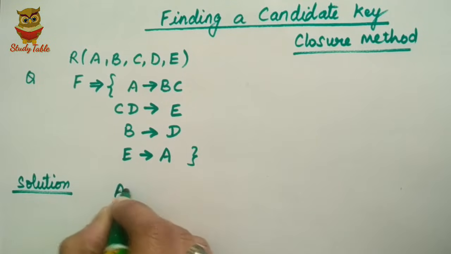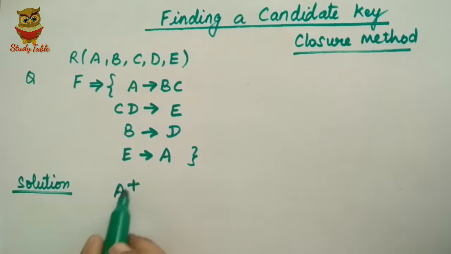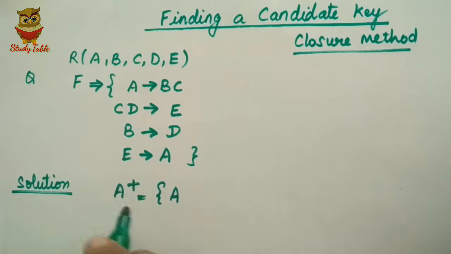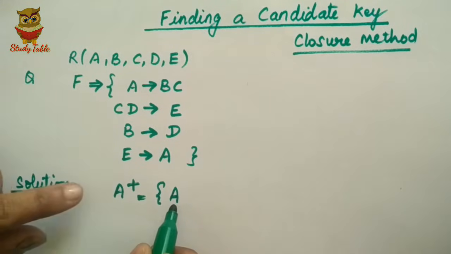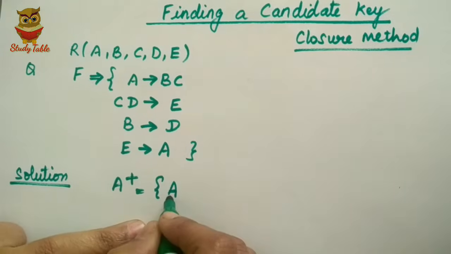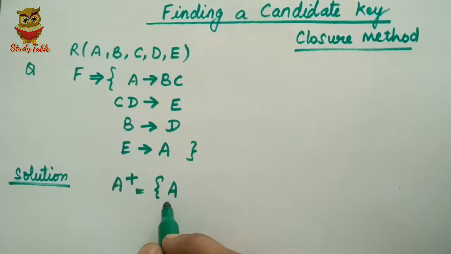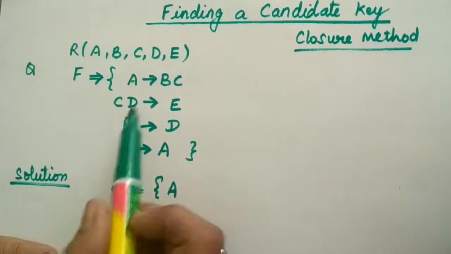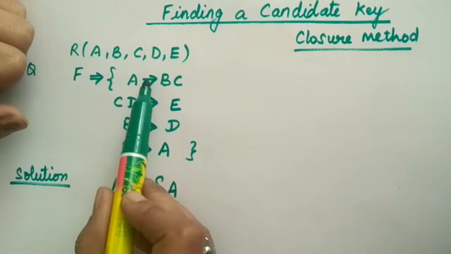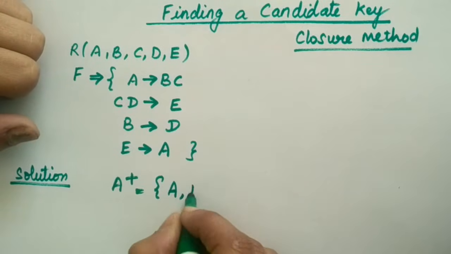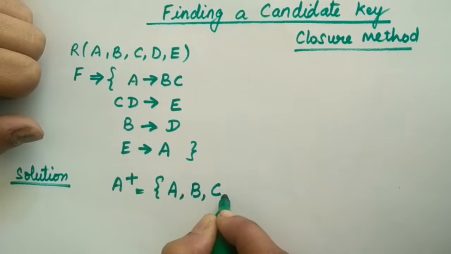The closure of A is represented as A plus. With A, I can determine A. A can identify itself with the reflexivity property. I have A with me. I will check in the above FDs, can I reach other attributes with the attribute A? So yes, there is an FD, A determines BC. So I can reach BC with A. So here I will write B, comma, C.